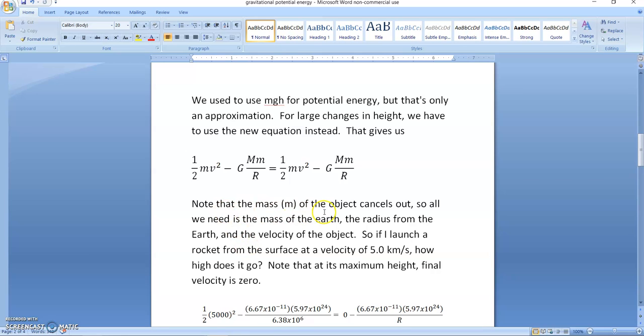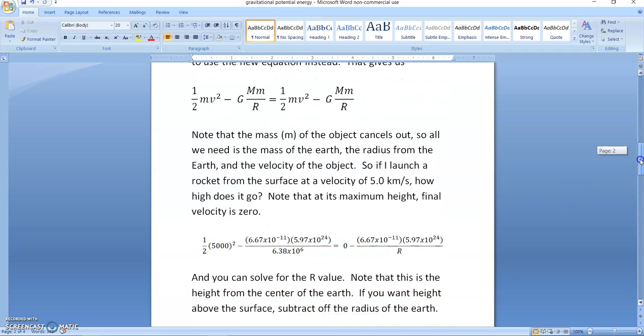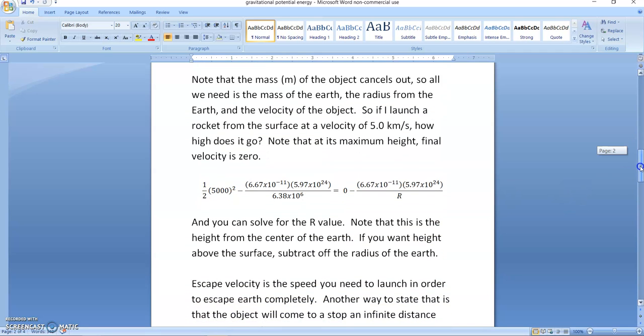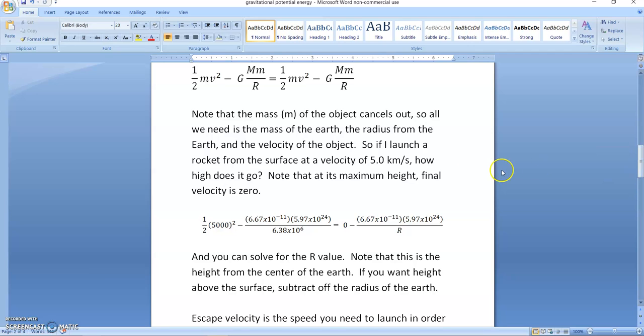Well, let's see here. The r value, radius, is radius from the center of the Earth. You have to remember that. If I'm launching something from the surface of the Earth, it's not launched from a height of 0. It's launched from a height of whatever the radius of the Earth is. Okay? So, sample problem here. I didn't actually solve the whole thing, but you can plug in. I'll leave that up there too.